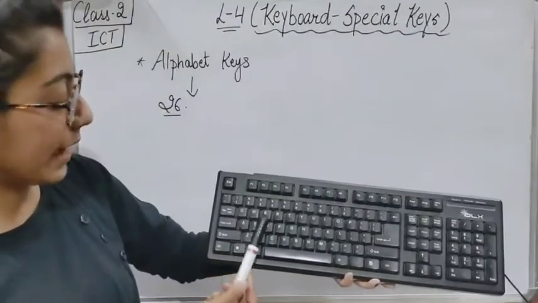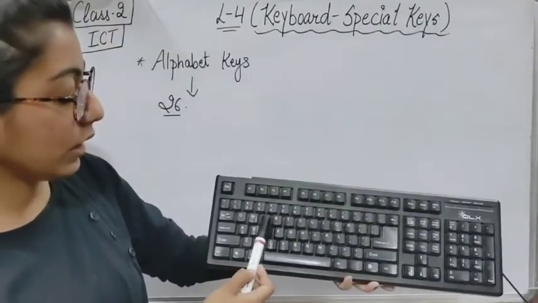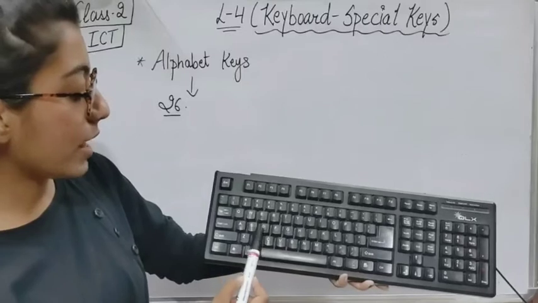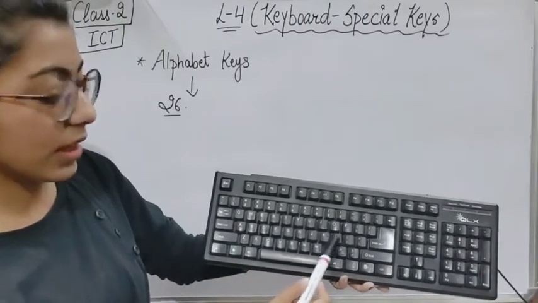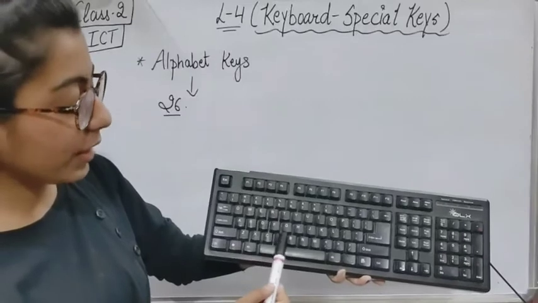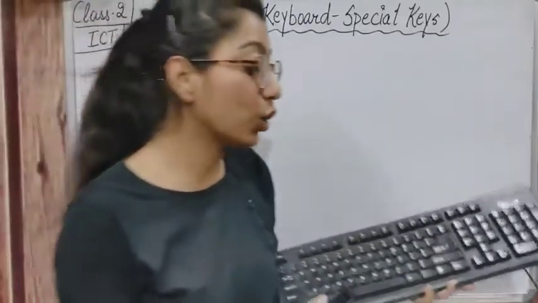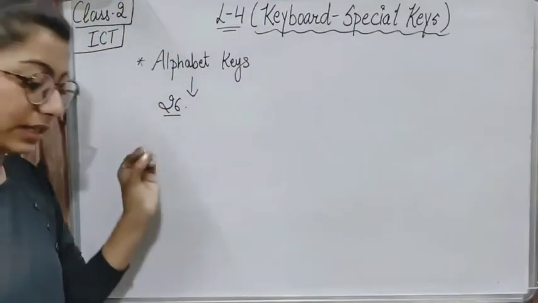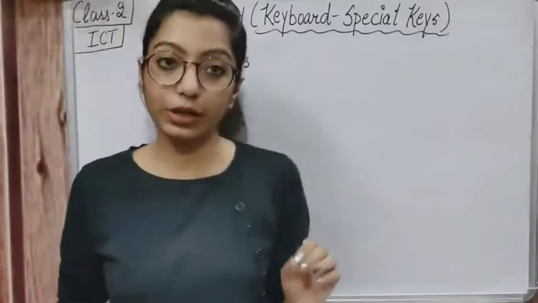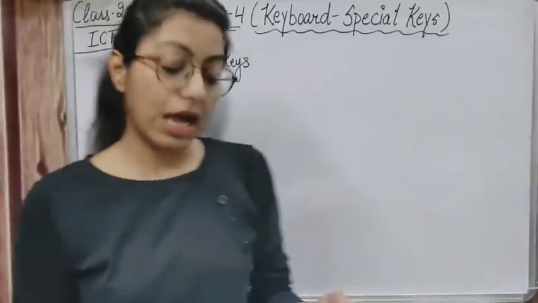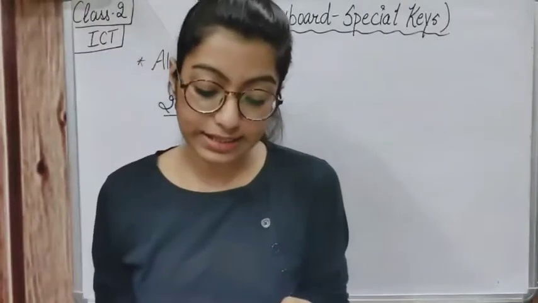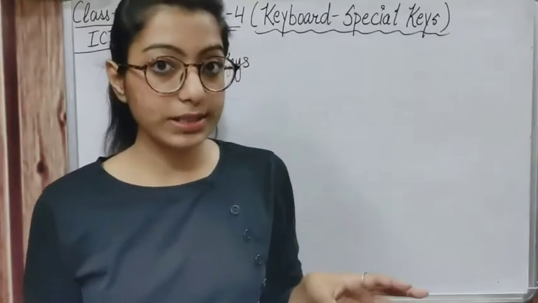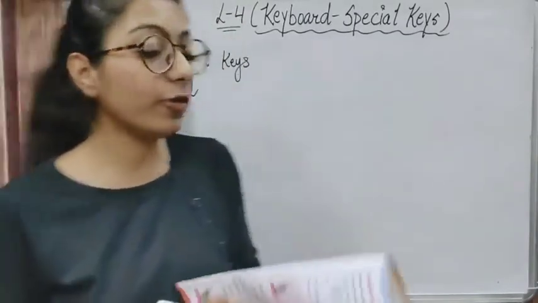I can show you in the first line: Q, W, E, R, T, Y, U, I, O, P, A, S, D, F, G, H, J, K, L, Z, X, C, V, B, and M. So these are the total 26 alphabet keys on the keyboard, and these keys are known as alphabet keys. And letters from A to Z are not arranged in alphabetical order. We can type letters, words, and sentences with the help of alphabet keys.